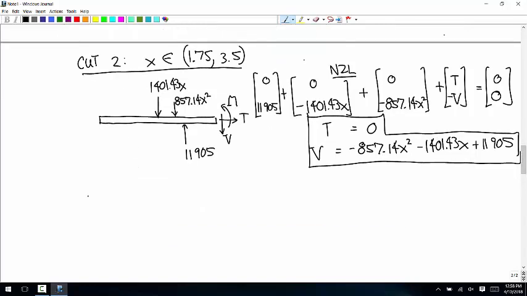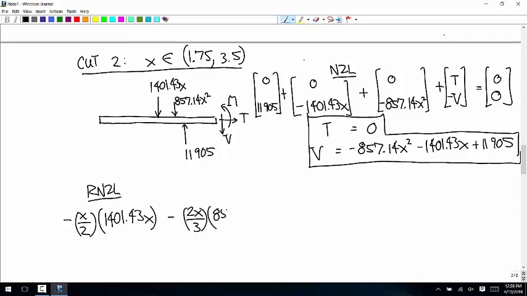And then the moment equation. We have the 1401.43x with a moment arm of x over 2. And that's a clockwise moment. And then minus 2x over 3 times 857.14x squared.